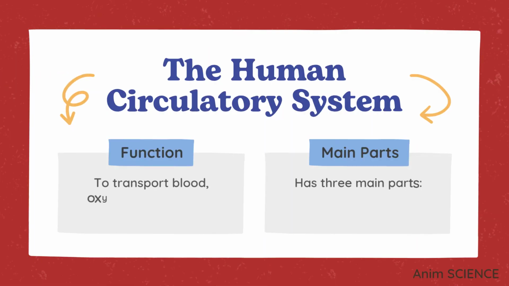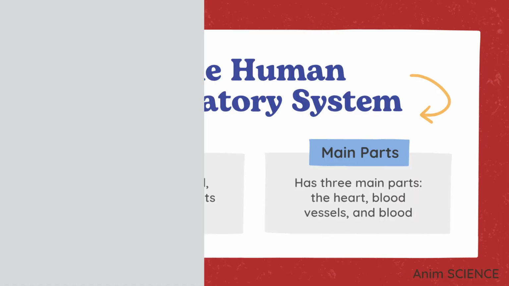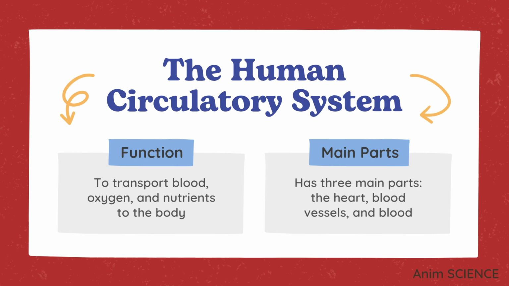Now let us understand what the human circulatory system actually does. The main function of the circulatory system is to transport blood, oxygen, and nutrients to all parts of the body. At the same time, it also helps in removing waste materials like carbon dioxide. The circulatory system has 3 main parts. The first part is the heart, the second part is blood vessels, and the third part is blood. All 3 parts work together continuously to keep our body functioning properly.